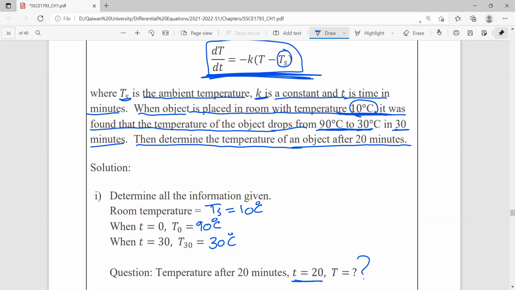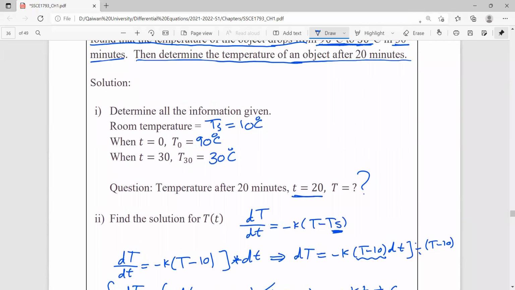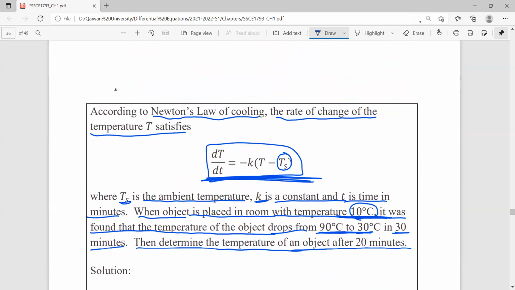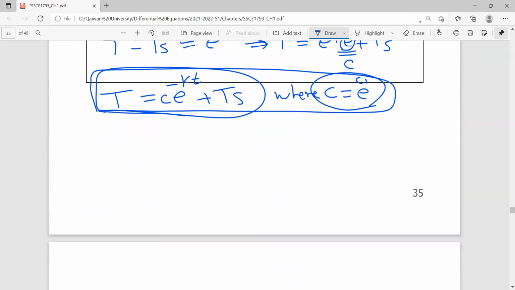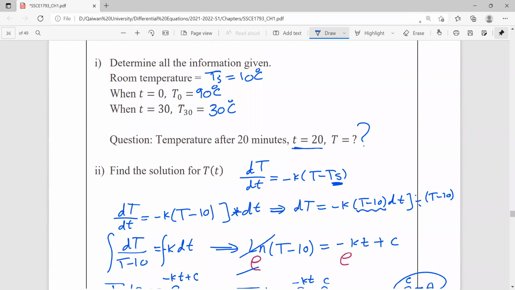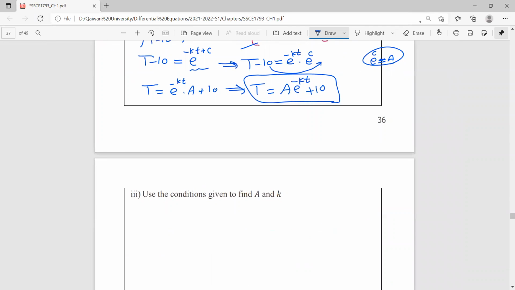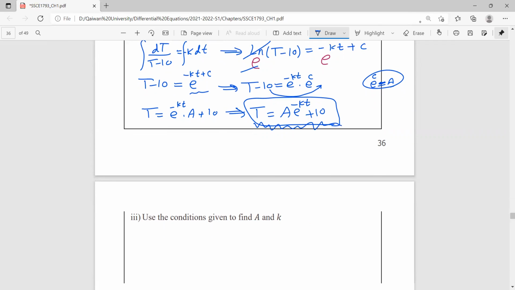And so here, we use these conditions to find the value of C, of K and A also. It says K is a constant of proportionality. To find K and A, we say A is e to the power C. We apply the conditions onto this equation to get A and C.